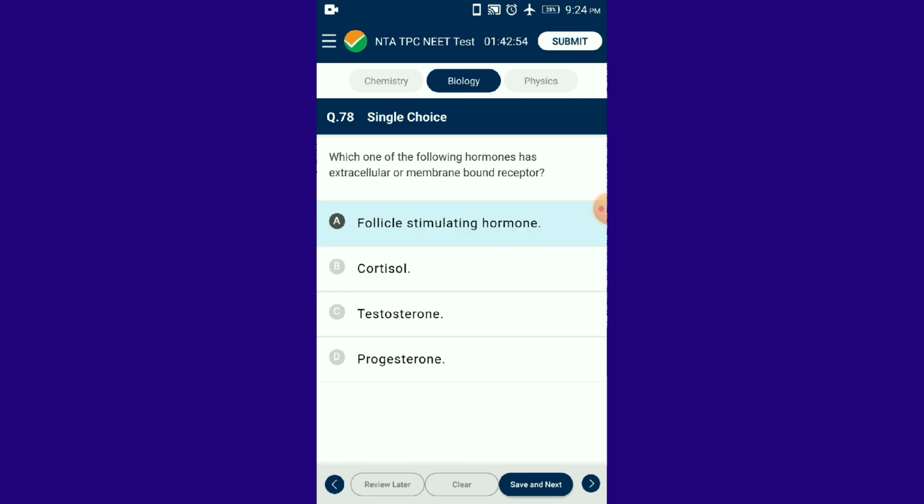28. Which one of the following hormones has an extracellular or membrane-bound receptor? The follicle stimulating hormone has an extracellular or membrane-bound receptor. Cortisol, testosterone, and progesterone, being steroidal hormones, are fat soluble and can pass through the plasma membrane easily. They do not require binding with any extracellular receptors.